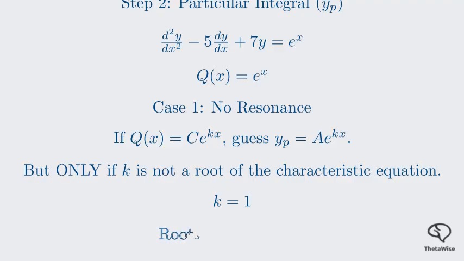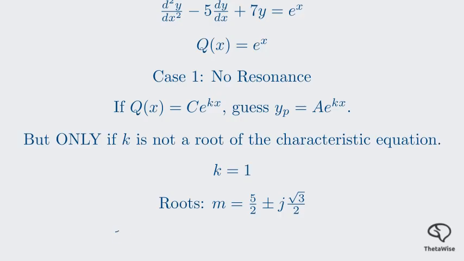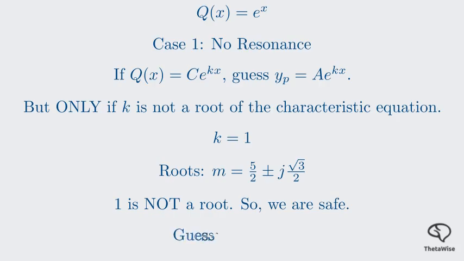Our roots were 5 over 2 plus or minus j times root 3 over 2. Clearly, 1 is not one of our roots. Therefore, our initial guess for the form of the particular integral is correct. No special rule is needed. So we will try the particular integral y sub p equals c times e to the x.